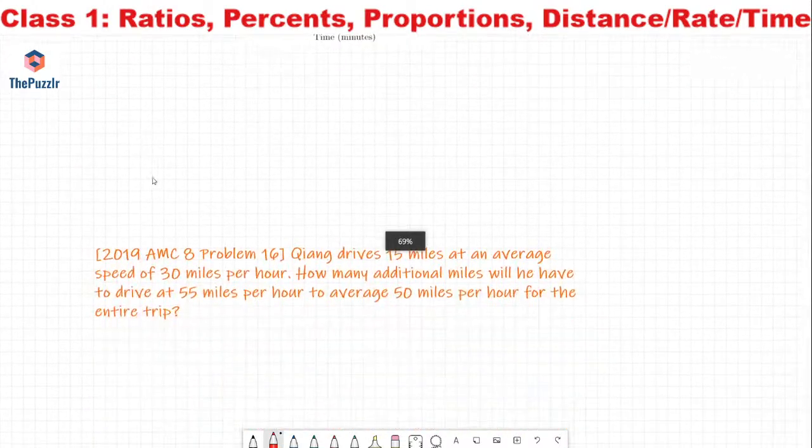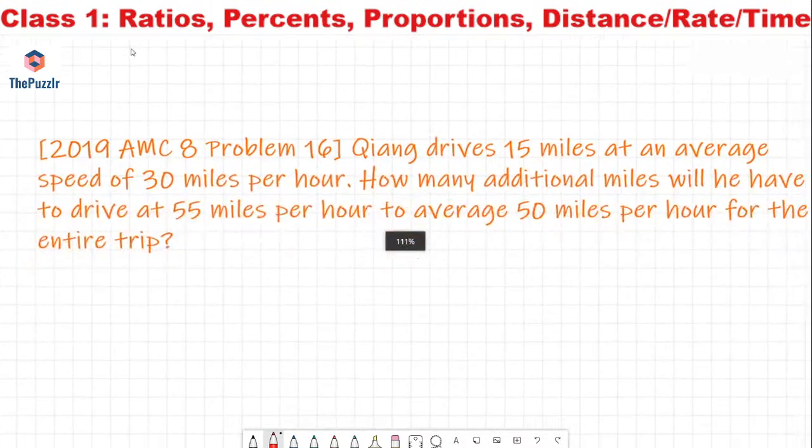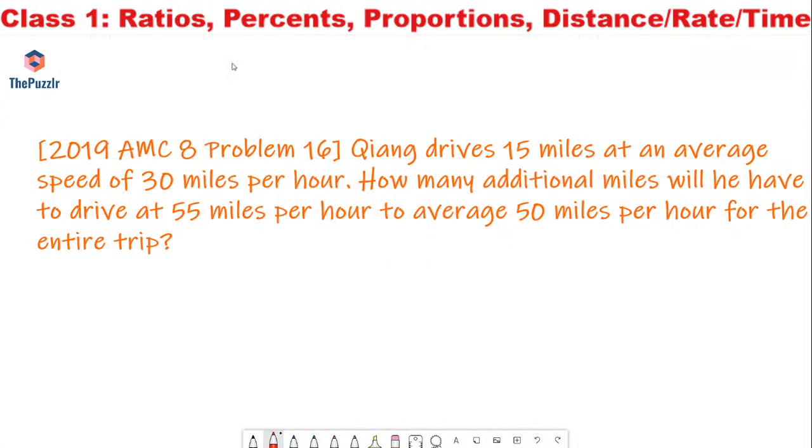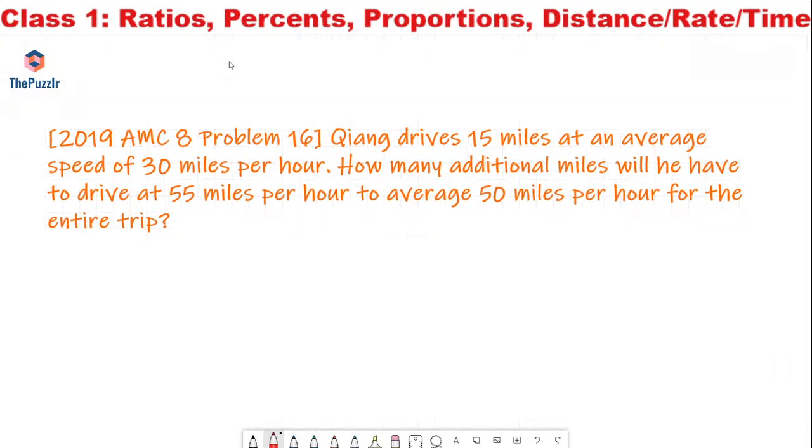Let's look at the next problem. Here's problem number 16 from the 2019 AMC 8 test this time. King drives 15 miles at an average speed of 30 miles per hour. How many additional miles will he have to drive at 55 miles per hour to average 50 miles per hour for the entire trip? Take a minute on this problem and see if you can solve it.